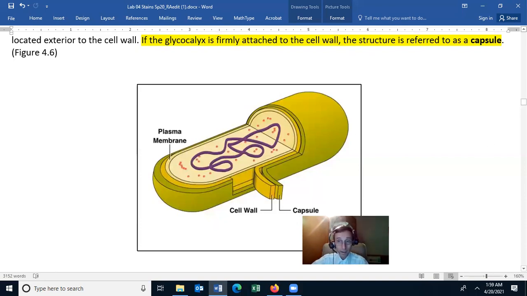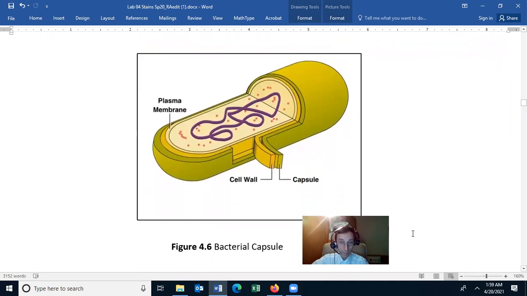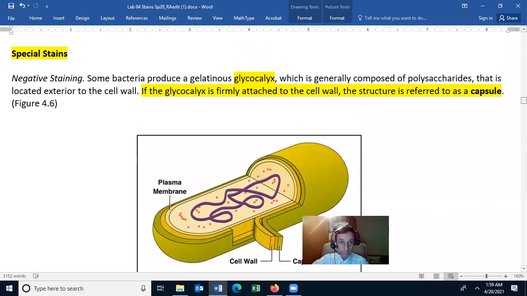But the capsule is part of the glycocalyx, both pronunciations are correct, and that is a structure outside the cell wall that the cell secretes. And if you can see it, it's a capsule. And so that's what the negative stain is, to determine if the cell has a capsule.